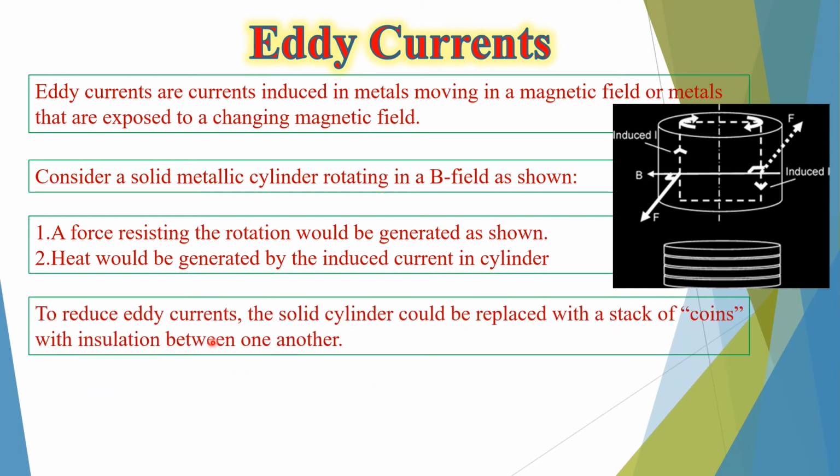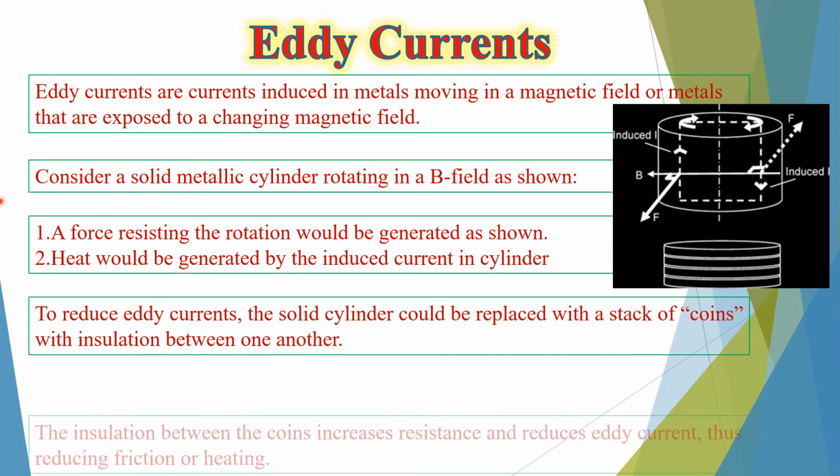To reduce eddy currents, the solid cylinder could be replaced with a stack of coins with insulation between one another. So we can reduce this heating effect, and we can reduce this eddy current by using a stack of coins instead of a solid cylinder, and we can insulate the stack of coins from one another to avoid eddy currents.